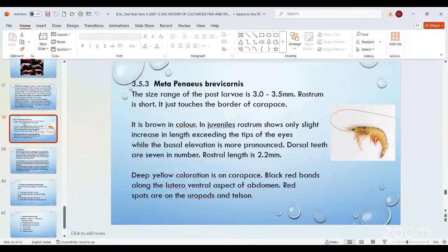Deep yellow coloration is on the carapace. Black red bands along the latero-ventral aspect of the abdomen. Red spots are seen on the uropods and telson.